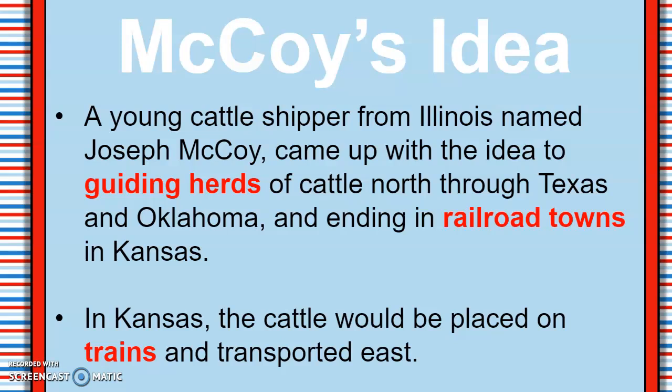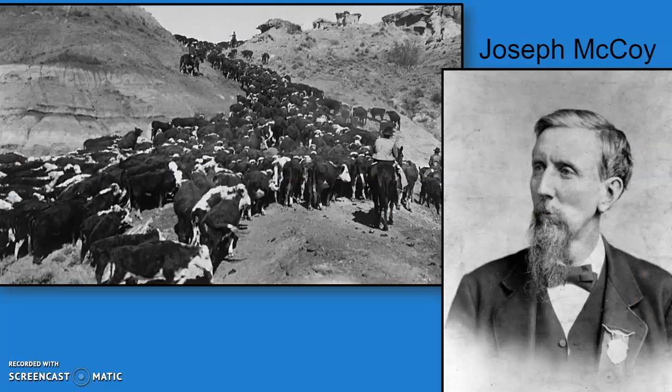Joseph McCoy was given the credit. He was a cattle shipper from Illinois, and basically he said, listen, here's a good path to take to move these cattle. If we can move them from Texas to the railroad towns, then we get them to the railroads, they can take them out east. And so Kansas is where the trains, really the stations, were set up, and that's where they had to get them. So there's Joseph McCoy.